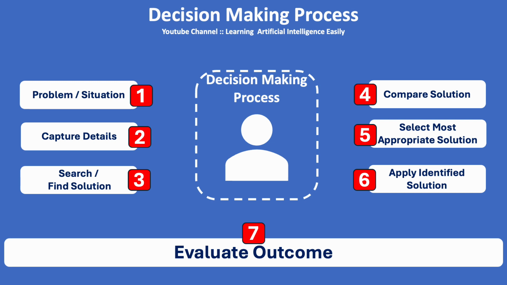So at a high level, the decision making process is roughly structured in the 7 steps which you currently see on the screen. By default, the first step is problem or situation. Second is capture detail. Third is search or find solution. Fourth is compare solution. Fifth is select most appropriate solution. Sixth is apply identified solution. And seventh is our target, which is evaluate outcome. I hope till now it is clear to you and you are with me.